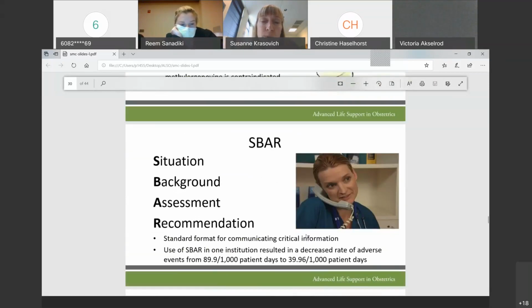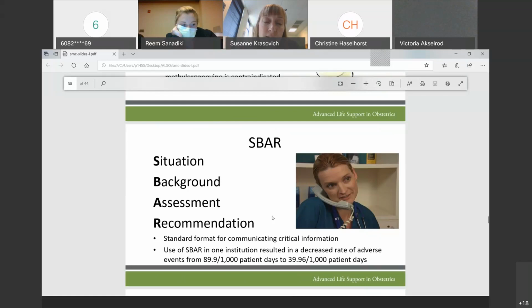If we talk about SBAR, so this is kind of a standard communication tool in most hospitals. It stands for situation, background, assessment, and recommendation. So this is, again, a format for communicating critical information so that everybody kind of knows what to expect as you go through that communication.